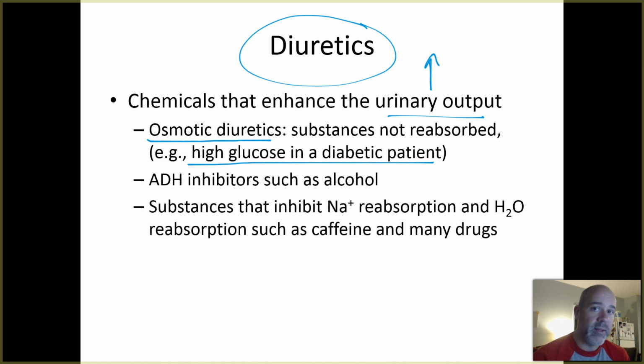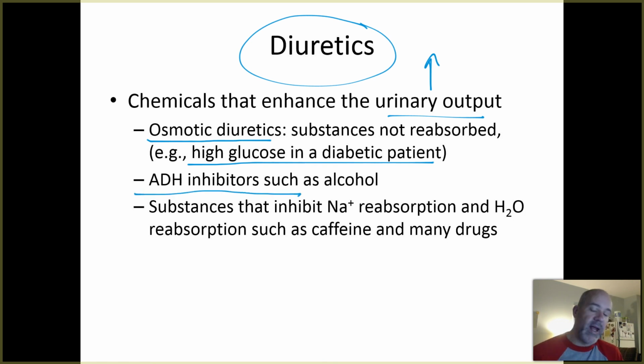Now, in a normal healthy person, that glucose is reabsorbed out of the filtrate and back into our body fluids in the proximal convoluted tubule. In a diabetic, there's so much glucose in their filtrate that glucose doesn't all get reabsorbed. So you wind up with glucose staying in the urine. Glucose attracts water, it's a solute, and so that's going to increase urine volume and increase urine output.